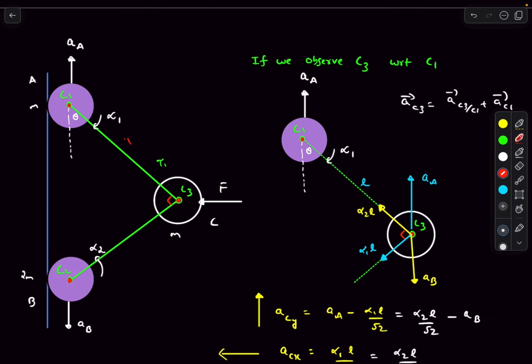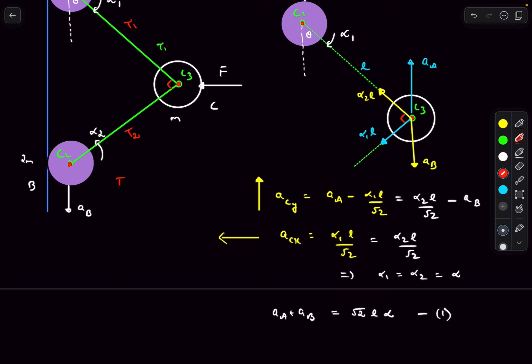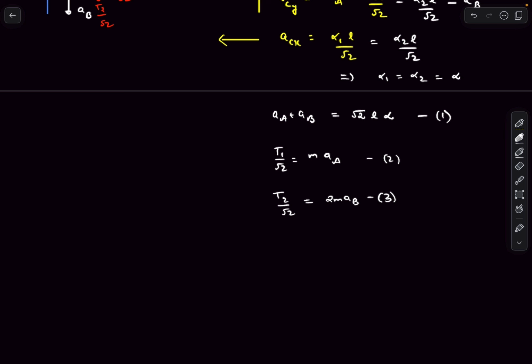So now let's look at the forces. So in the first rod, I said that the compressive forces on the rods are T1 and T2. So the component of tension that is accelerating the disc A is T1 by root 2, right? And it's providing an acceleration of AA. So I can write T1 by root 2 as m times AA, right? Now similarly, I can write T2 by root 2 as 2m, because the mass of B is 2m, times acceleration of B. Okay, so let's just write that down here.